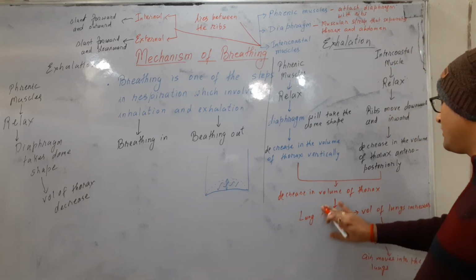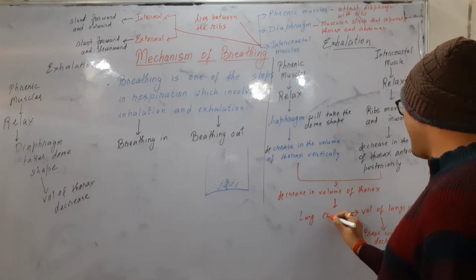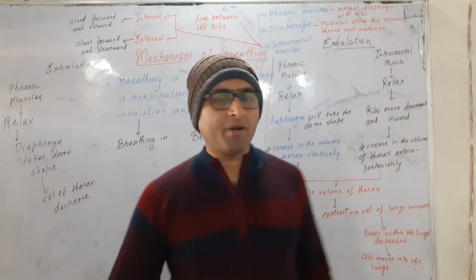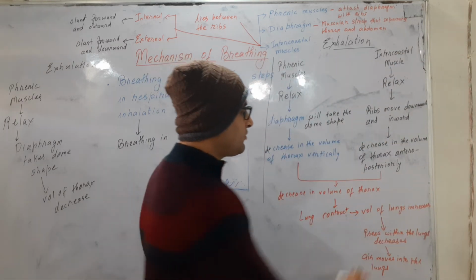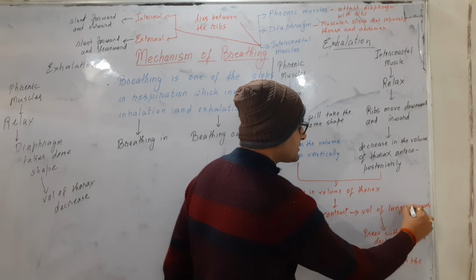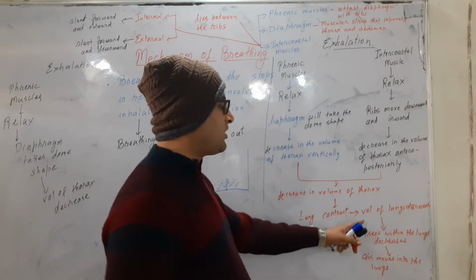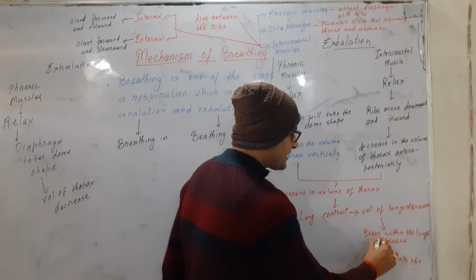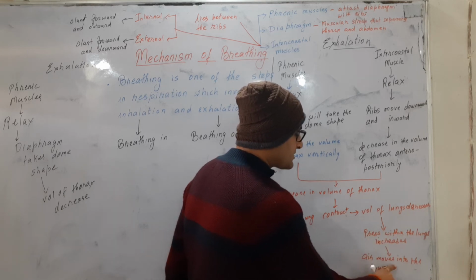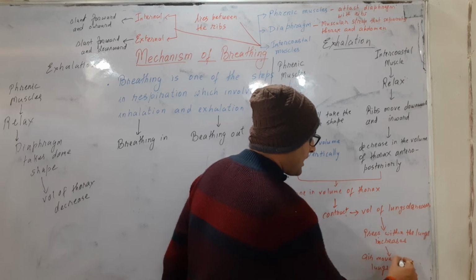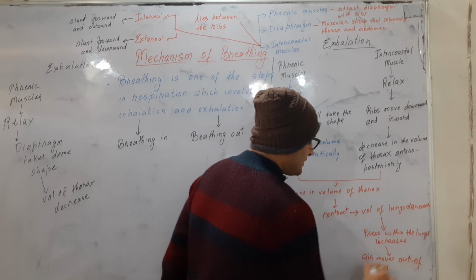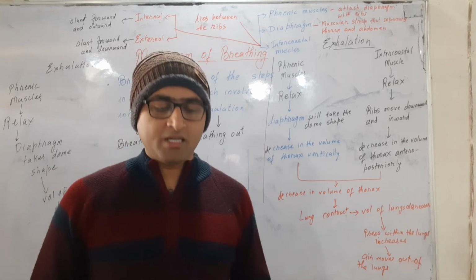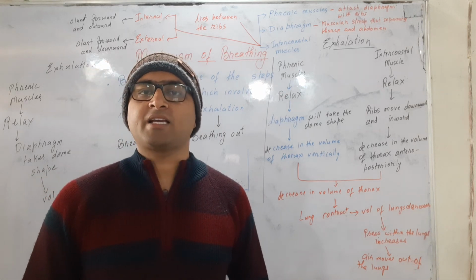Lungs will, instead of expanding, contract. So contraction of lungs, what will happen now? Due to the contraction of the lungs, the volume of lungs will decrease. So due to the decrease in the volume of the lungs, the pressure within the lungs will increase. As a result, air will move out of the lungs. So this is how the process of inhalation and exhalation is carried out.